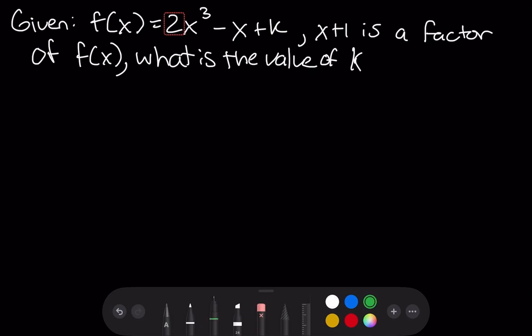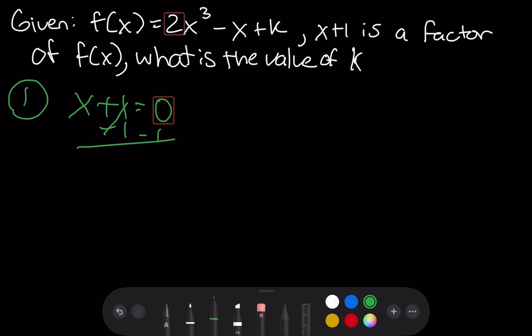So, step 1 is first we have to figure out what value of x we're going to be using. We do x plus 1 and we set it to 0 because it says that it's a factor, so it has to equal 0. So we minus 1 on both sides, and we get that x is negative 1. Meaning that we have to then use x equals negative 1 as our x. So that's what we're going to be substituting. You can also see it as just this, f of negative 1.